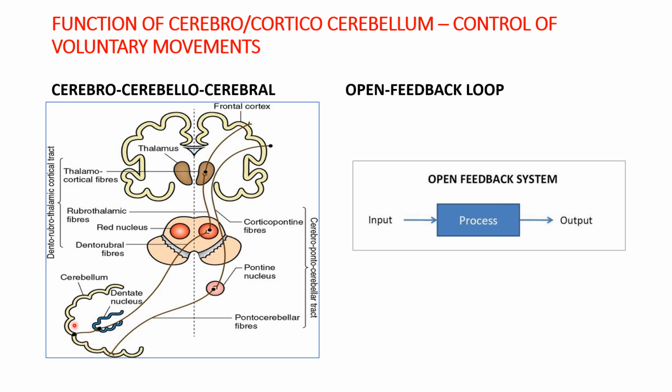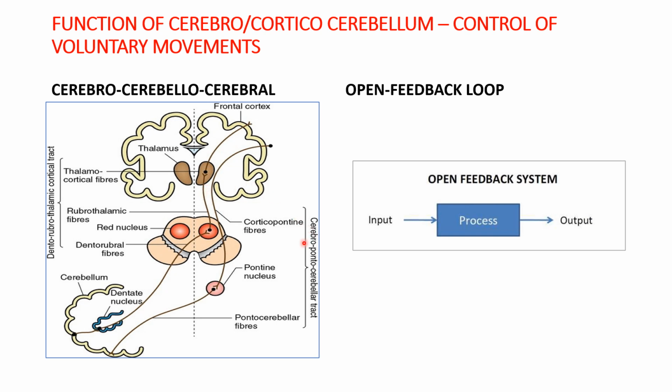Then these are processed in the cerebellum, and via the dentate nucleus, the dentorubral fibers will arise to the red nucleus. Then this red nucleus will send its fibers to the thalamus via the rubrothalamic tract. Then this thalamus will send its information to the cerebral cortex via thalamocortical fibers.